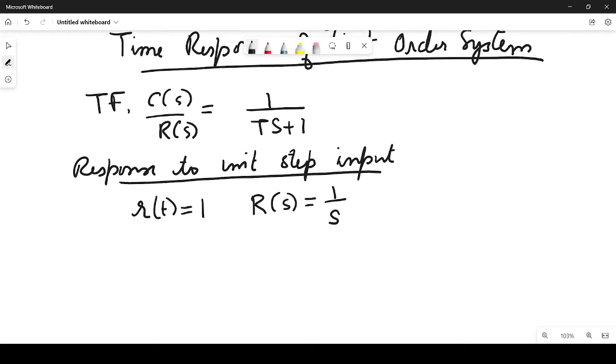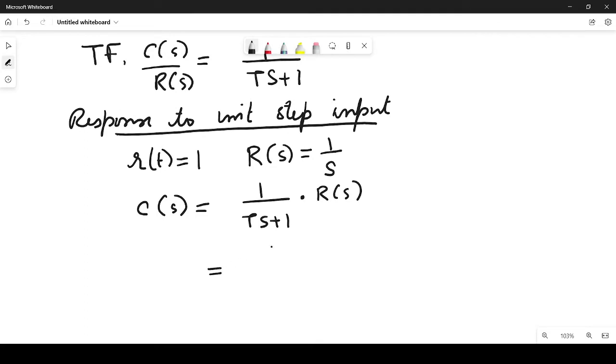Now, you know that the transfer function is C(s)/R(s), that is equal to 1/(τs + 1). So when you cross multiply, bringing R(s) to the other side, you will be getting C(s) is equal to 1/(τs + 1) into R(s). So we know R(s) is equal to 1/s, so you can substitute it here. So we'll be getting it as 1/(τs + 1) into 1/s. So here it is 1/(s(τs + 1)).